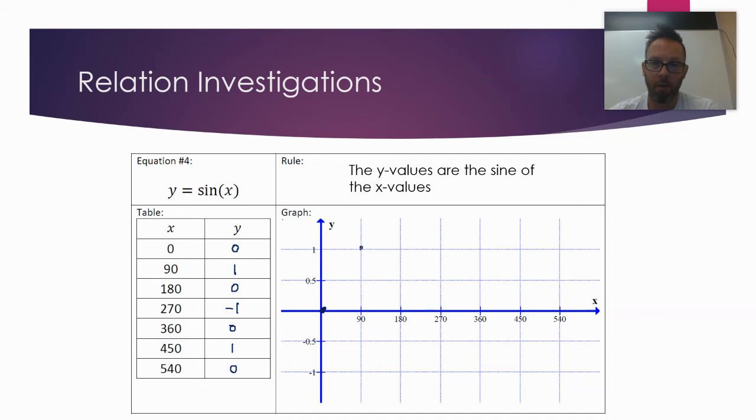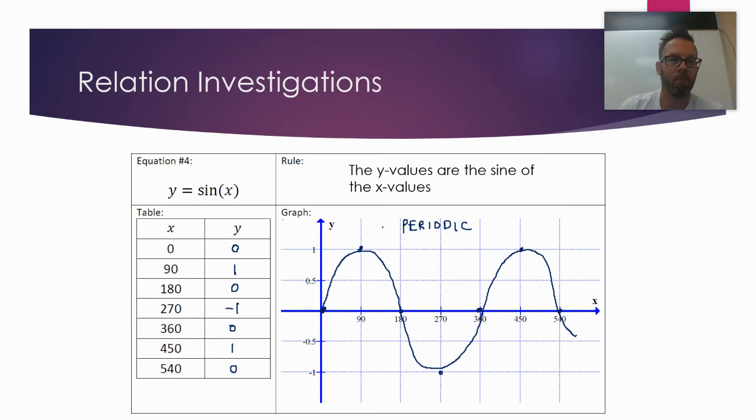Now I'll plot those with you. If we had plotted some in between, you would see it's not actually a Pikachu tail lightning bolt pattern. It's actually more of a smooth curve, like so. And this is what we call a periodic relation. We're going to look at more of these later on. As I said, we spend a whole unit looking at them. But this is periodic, a new type of relation we'll look at later on. Pretty neat.